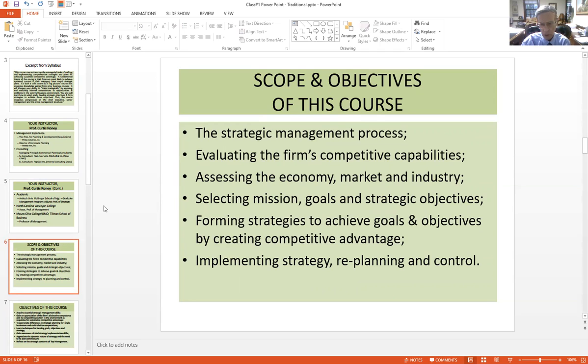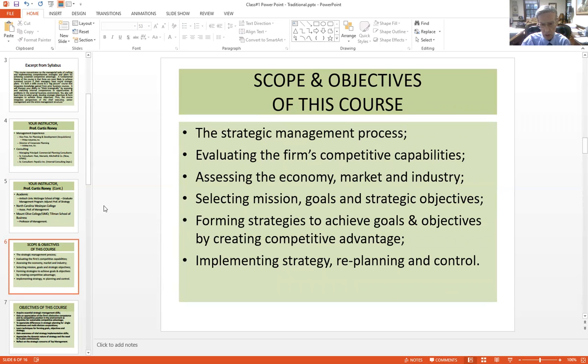Back to the scope and objectives of this course, more important. The course deals with the process of strategic management, how managers go through the process of doing those things I just mentioned, assessing the firm's capabilities. That's extremely important and very difficult to do because it's hard to be objective when you're assessing your own firm's capabilities.